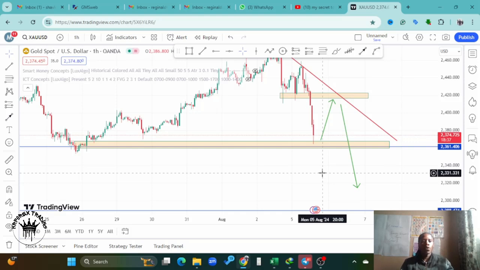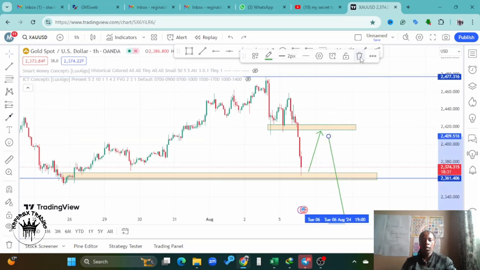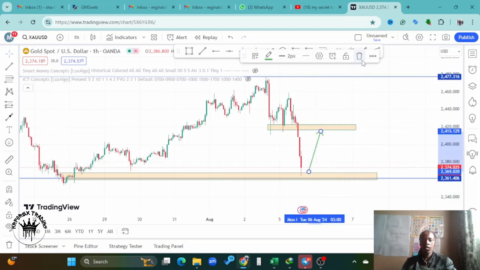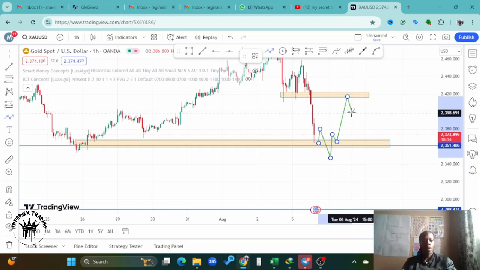So all you need to do right now is to see if the market will turn over here. That simply means that you are anticipating a certain reaction, and therefore it's going to go up.